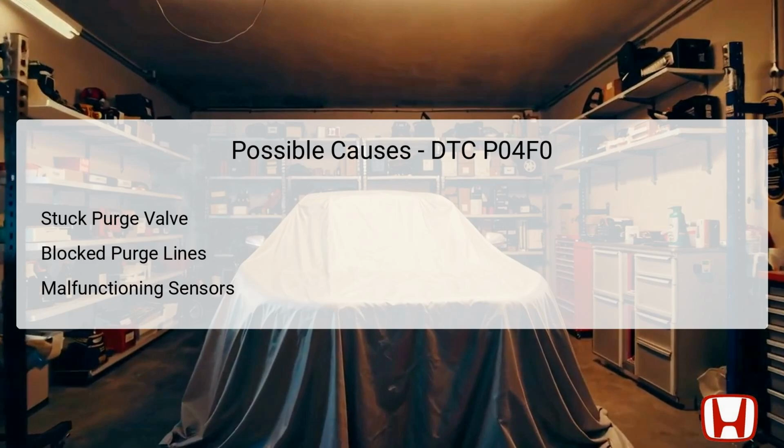Additionally, faulty sensors, such as the fuel tank pressure (FTP) sensor, which monitors vapor pressure within the fuel tank, can also contribute to this fault. If any sensors provide incorrect readings, they can mislead the PCM into suspecting an incorrect purge flow. Regular inspections and maintenance of these components can help prevent such errors and ensure the system operates within specification.